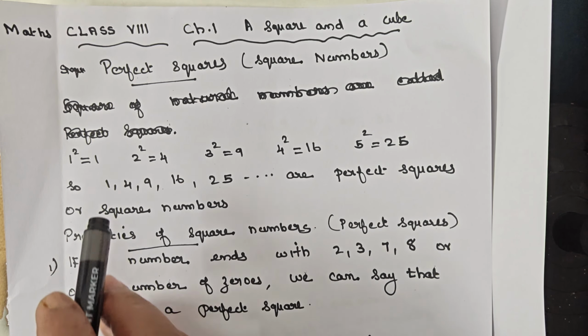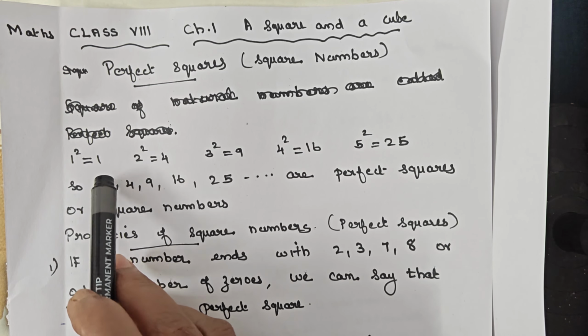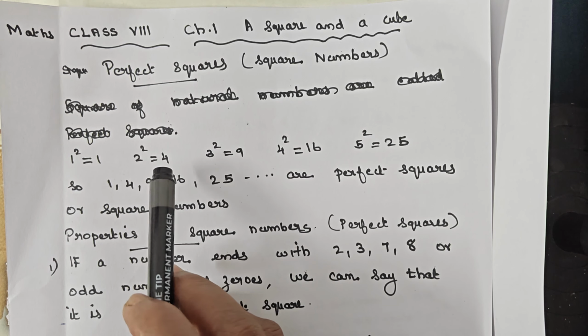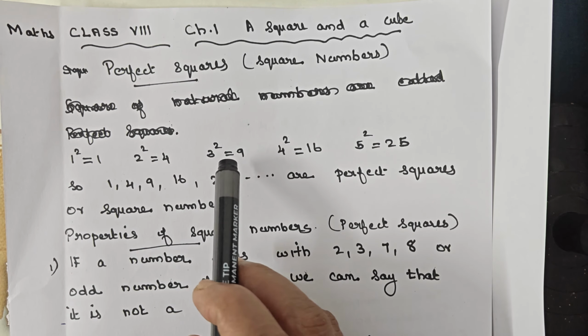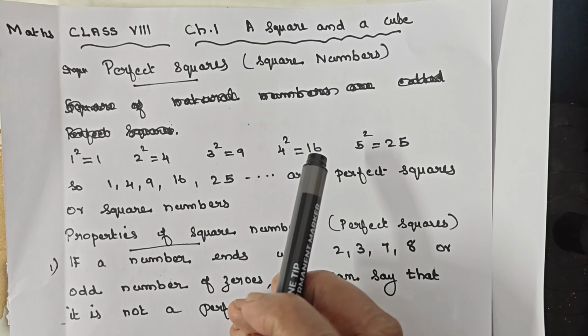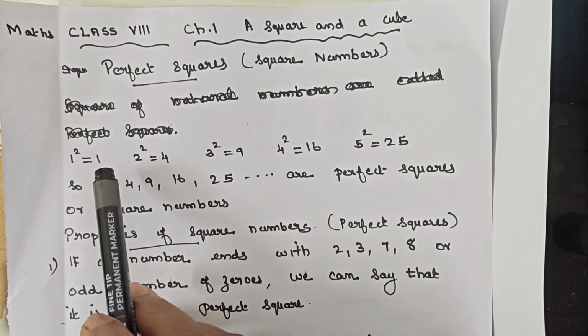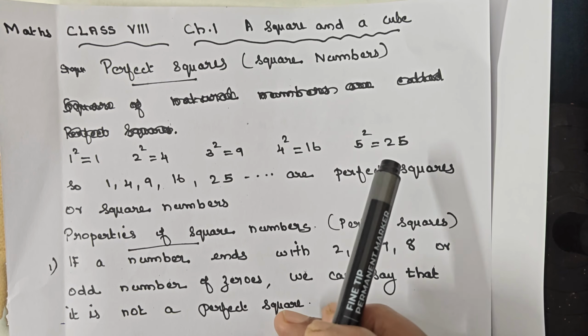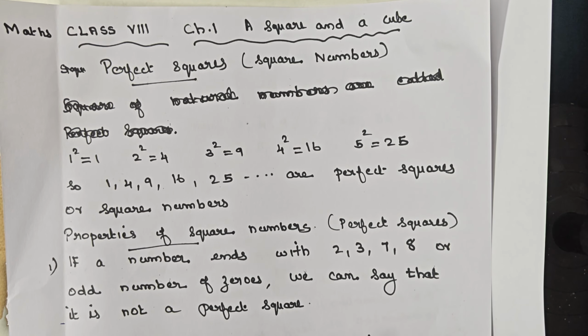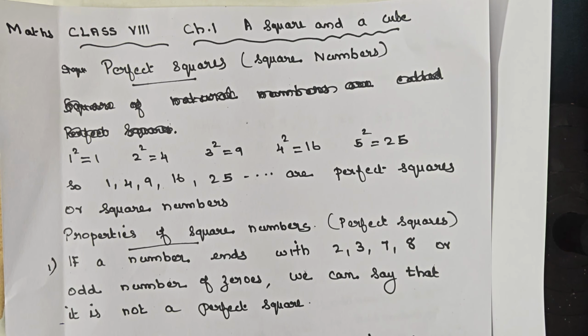In the last video we were discussing how to find the square of a number. That is, 1 square is 1 into 1, 2 square is 2 into 2, that is 4, 3 square is 3 into 3, 9, and so on. These answers 1, 4, 9, 16, 25 etc. are called perfect squares or square numbers. Now today we will discuss some properties of square numbers.